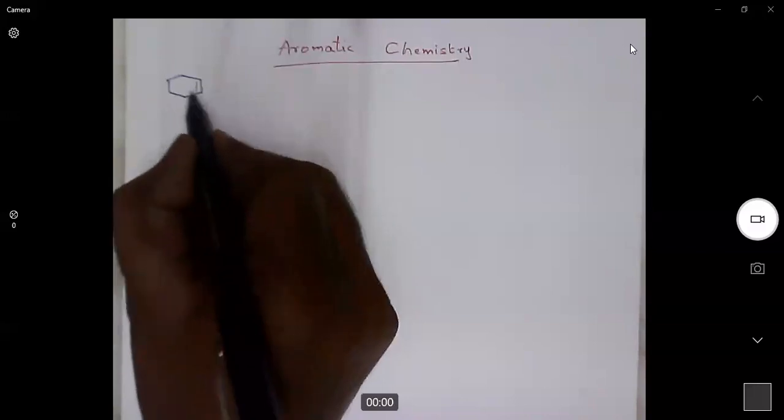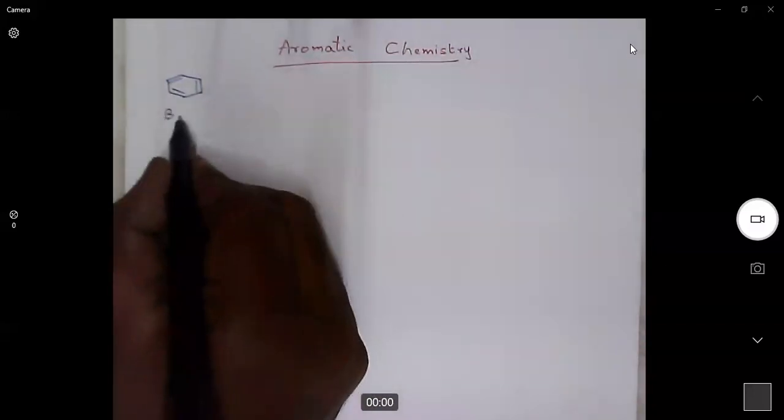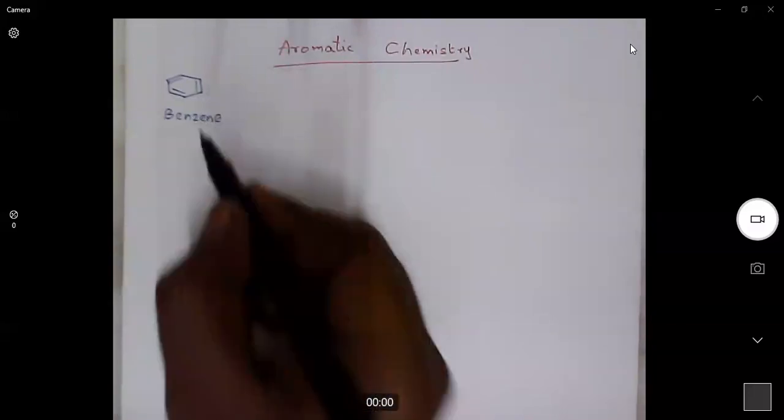Before we start the reactions of benzene, it is a good practice to learn the nomenclature in aromatic chemistry, so that we will become used to the different compounds that we encounter. A six-membered cyclic system with three double bonds is called benzene, and it is an aromatic compound. So the chemistry of these aromatic compounds is called aromatic chemistry.